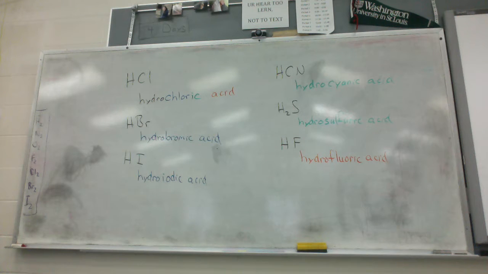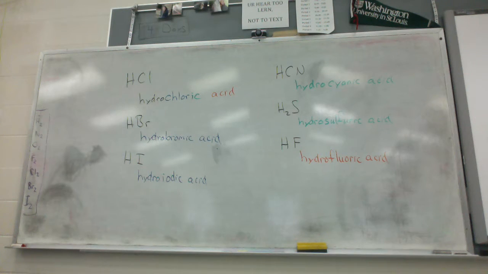Basically what we have there is the hypochlorite ion, ClO. We have the chlorite ion, ClO2. We have the chlorate ion, ClO3. And the perchlorate ion, ClO4. All of those are polyatomic ions.